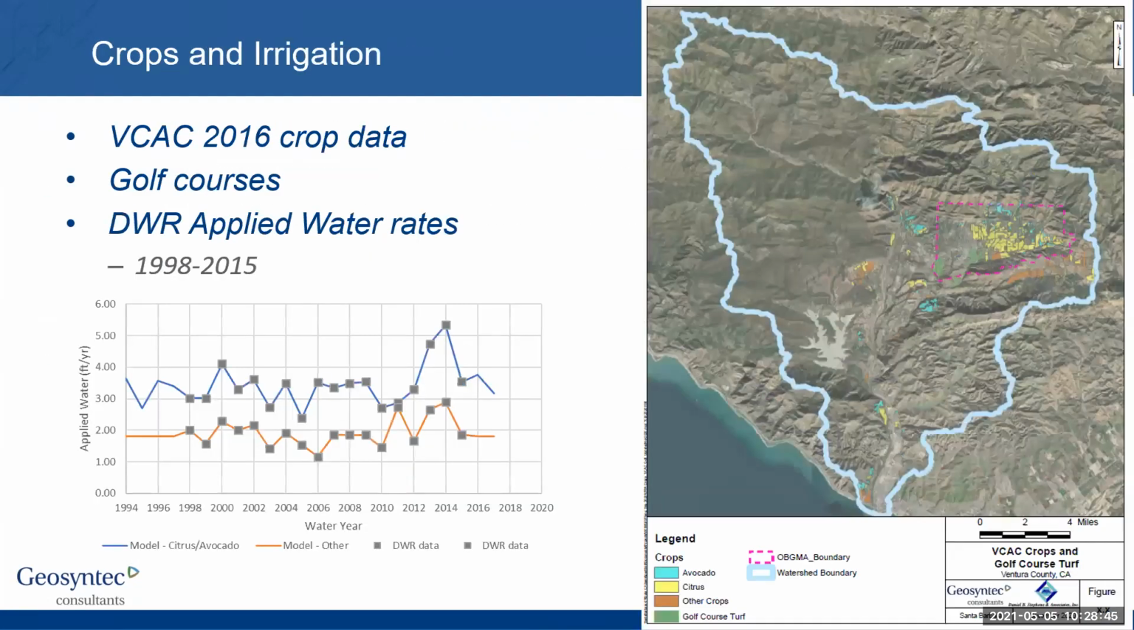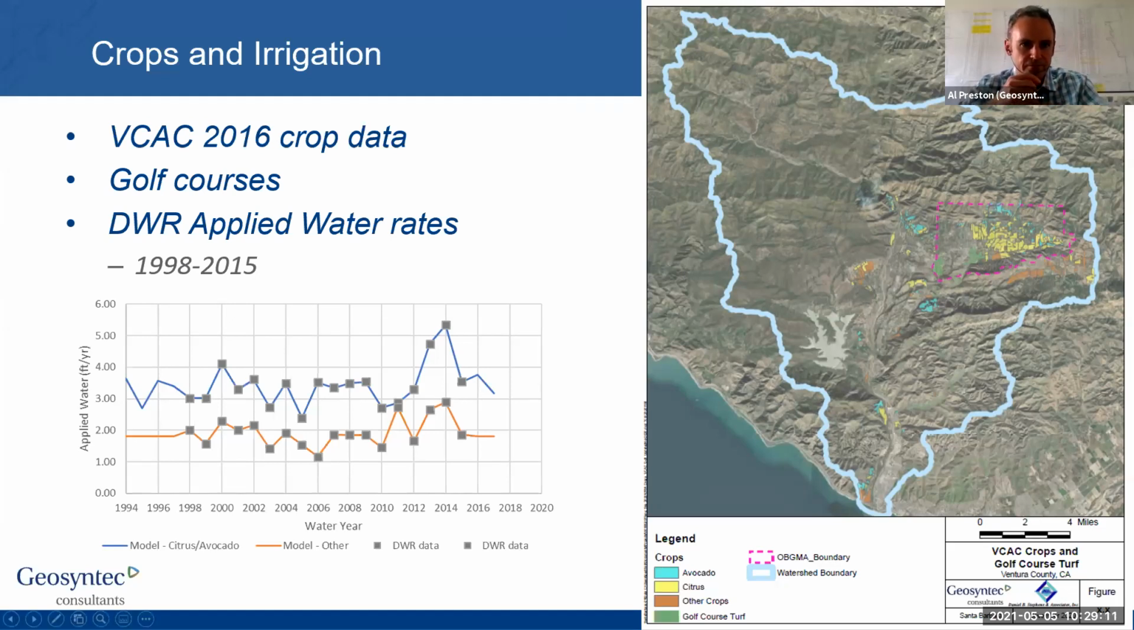Okay. These are county-specific applied water rates as determined by DWR to maintain healthy crops. So, just seeing the range here, 2.5 to 3.5 is a typical range, and I guess some years it gets as high as 4.